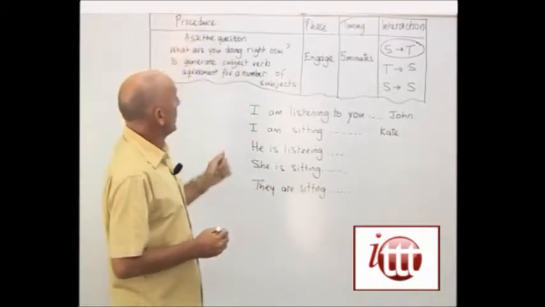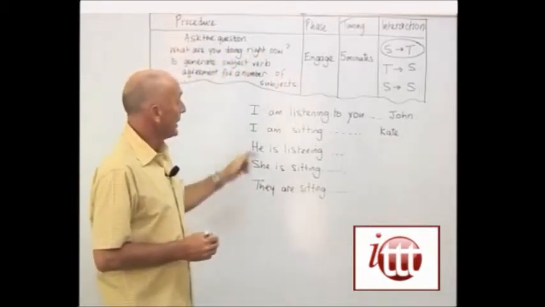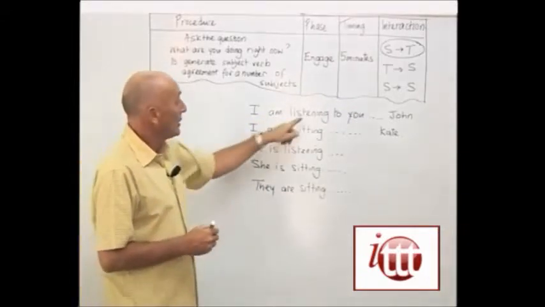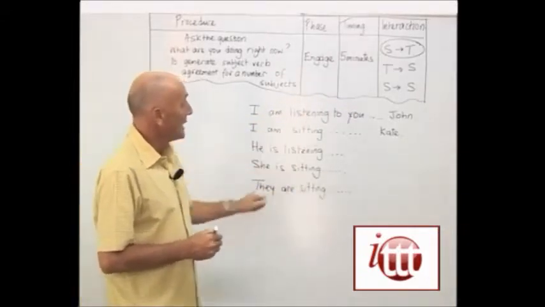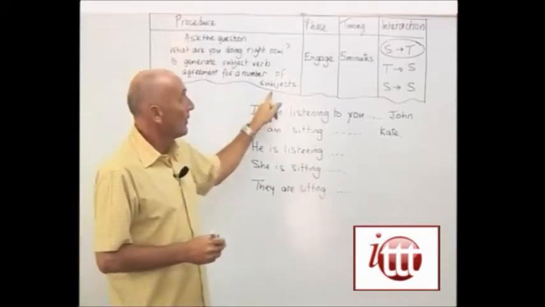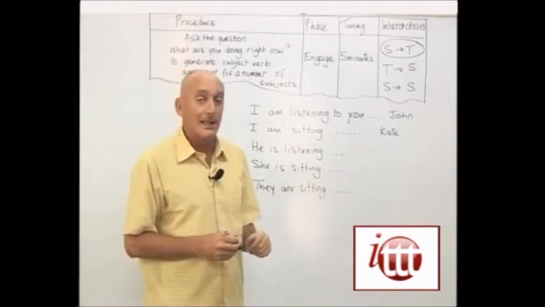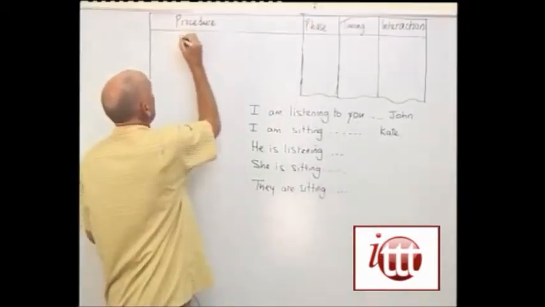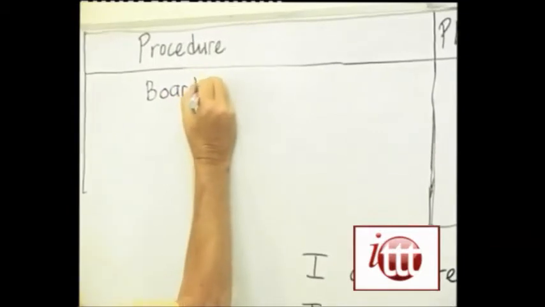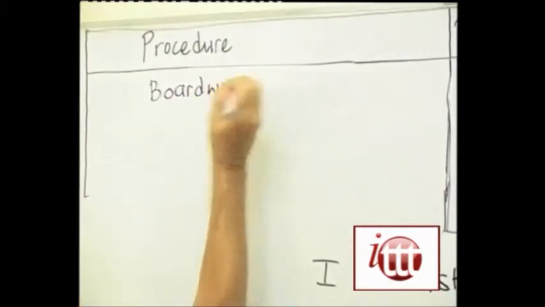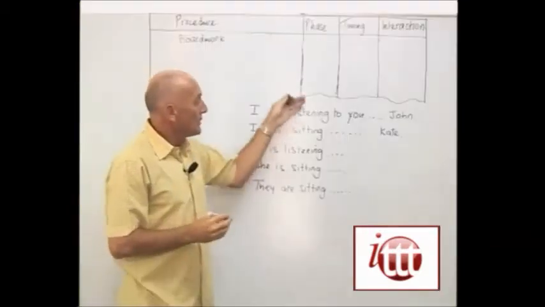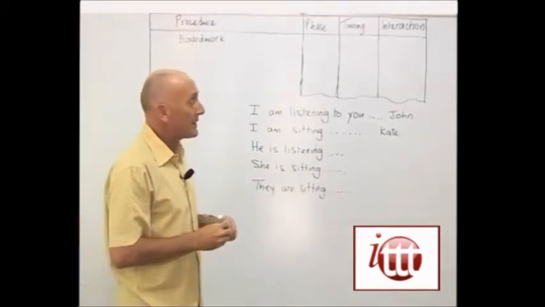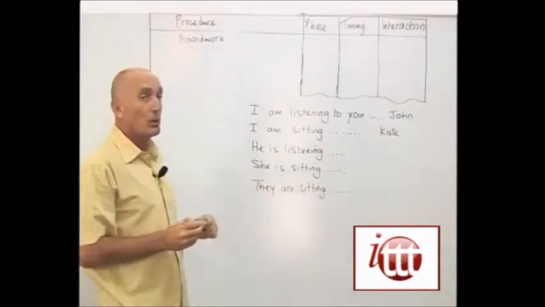So ask the question, what are you doing right now? And I get a number of subject and verb agreements for that particular thing using these sets of verbs here. And we can then move on from that to the study phase. So the first part of my study phase is going to be the board work. And I'm going to use the information that I generated in the elicitation part of my engage phase to move on to the actual board work.